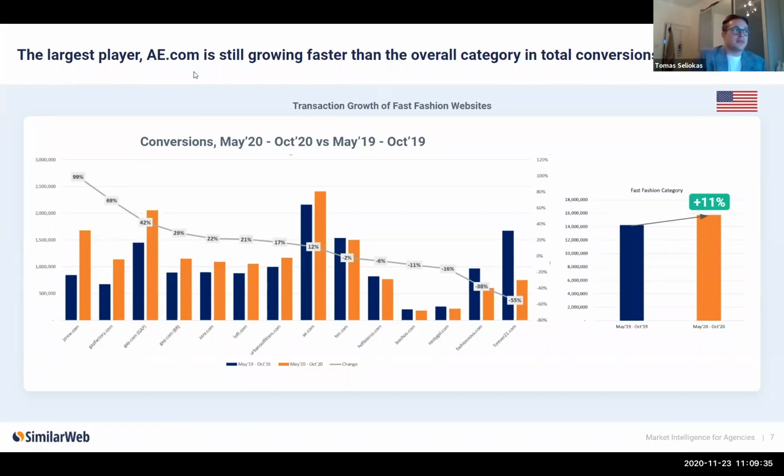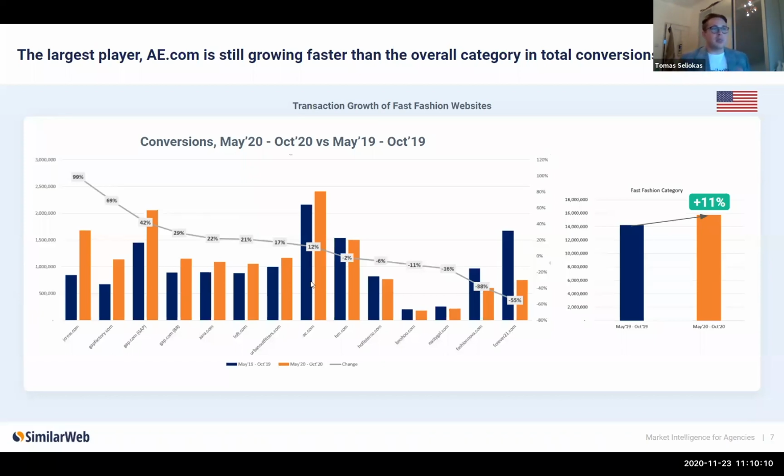And then on the left side, we can see conversions in different periods, in the same period or period comparison, and for specific websites. And they're actually ranked by the fastest growing ones. So we can see that J.Crew increased its conversions by 99% period over period. So last 6 months to 6 months last year. And then we see the largest and best performer overall in total conversions is American Eagle.